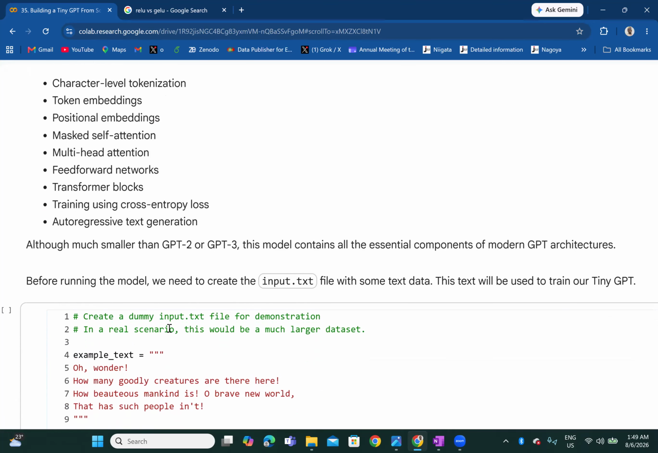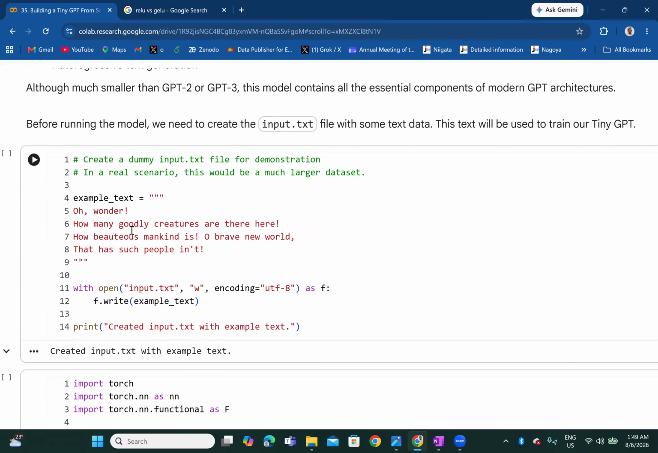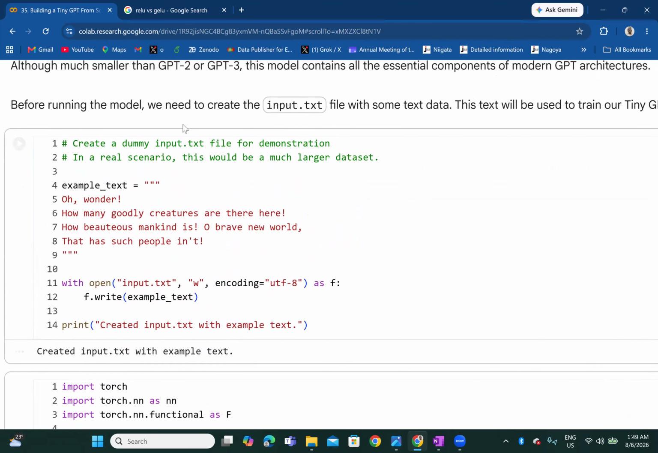Before running the model, we need to create the input text file with some text data. This text will be used to train our tiny GPT. So this is me creating the input text here. Create a dummy input text file for demonstration. In a real scenario, this would be a much larger data set. This is something very simple just for the purpose of demonstration. You have an example text here: "Oh wonder, how many goodly creatures are there here? How beauteous mankind is. Oh brave new world that has such people in it." This is our own text for training the tiny GPT we are building.